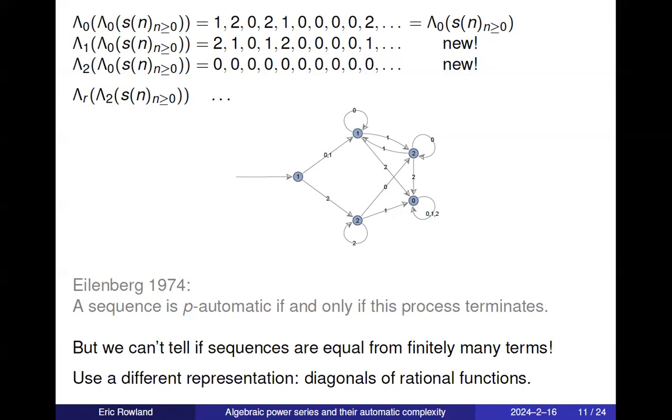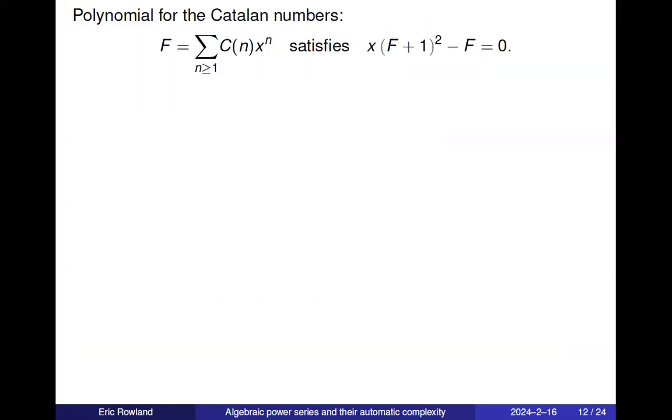But this is the point that Sylvia brought up. We've been cheating this whole time because we've just been looking at the first few terms, and that's not really reliable in terms of telling whether 2 sequences are really the same. So this is just a guess at this point. We need a better way to represent subsequences, and that will be as diagonals of rational functions. And that'll give us a finite representation. So how does that work?